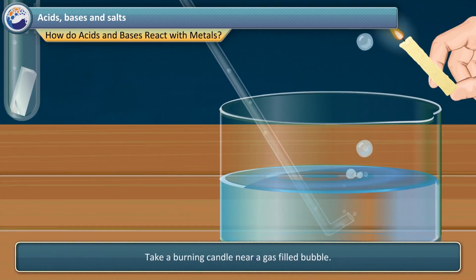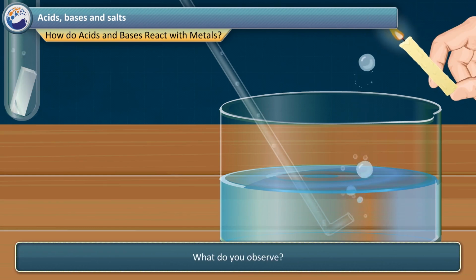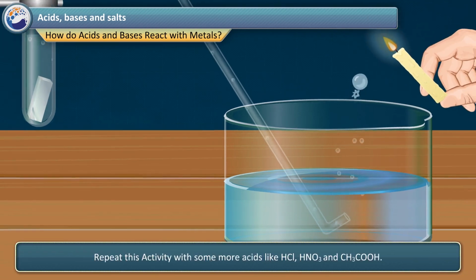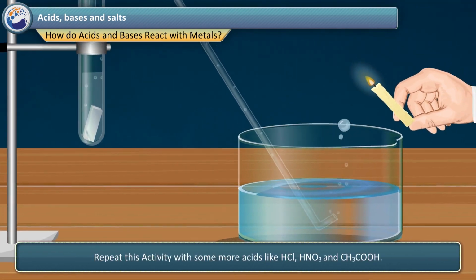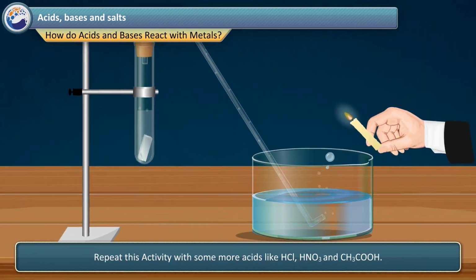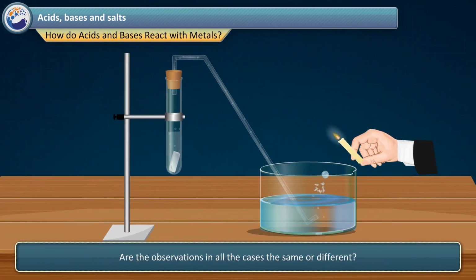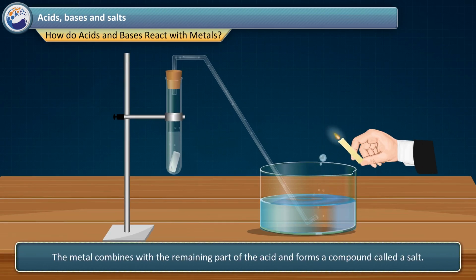Take a burning candle near a gas-filled bubble. What do you observe? Repeat this activity with some more acids like HCl, HNO3 and CH3COOH. Are the observations in all the cases the same or different? Note that the metal in the above reactions displaces hydrogen from the acids. The metal combines with the remaining part of the acid and forms a compound called a salt.